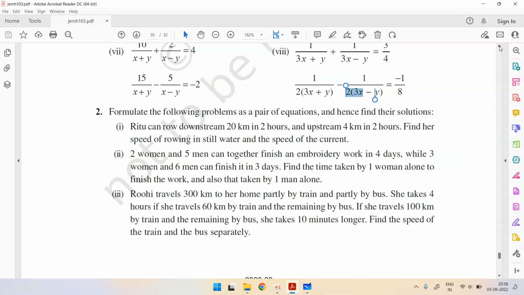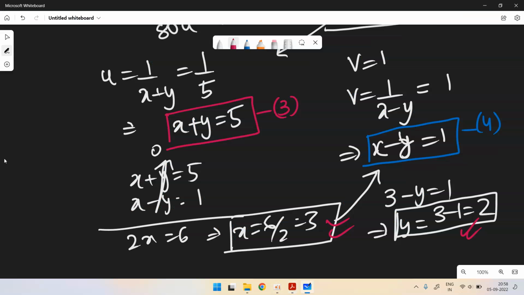So it is going downstream 20 km in 2 hours and upstream 4 km in 2 hours. Find the speed of rowing in still water and the speed of the current. So instead of a boat, he is giving Ritu itself. So this is question number 2, part number 1.